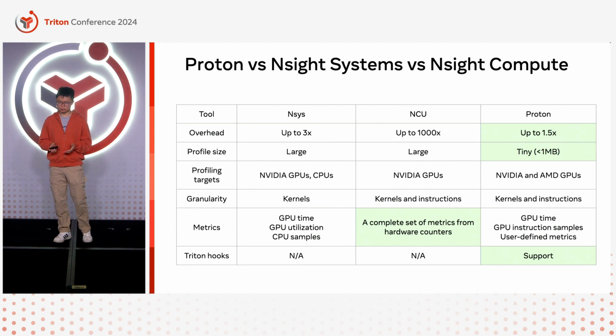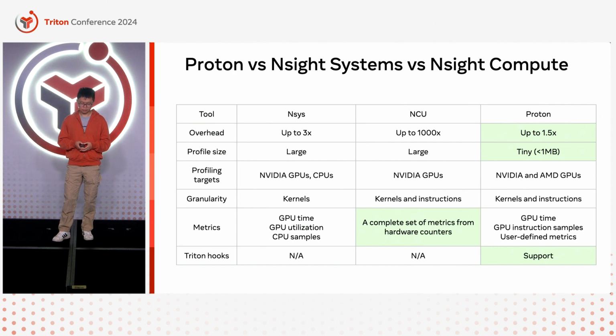Instead, Nsight Systems or Nsight Compute is probably going to give you a few gigabytes or even larger profile size. Although Nsight Systems can support GPUs and CPUs, Proton currently only supports GPUs, but it supports both NVIDIA and AMD GPUs. So when you use Proton to profile the same Triton workload on different GPUs, you can easily compare their performance because we are going to apply the same profiling tool.